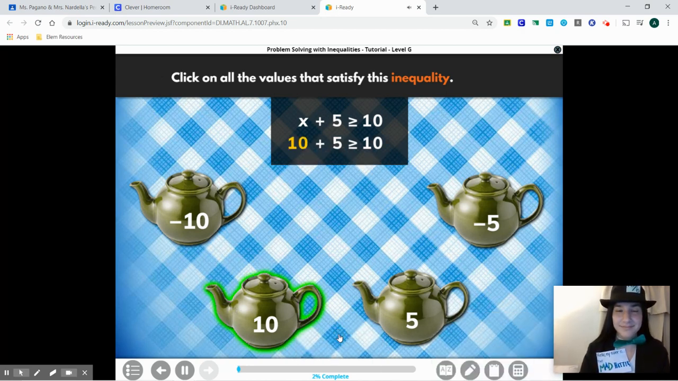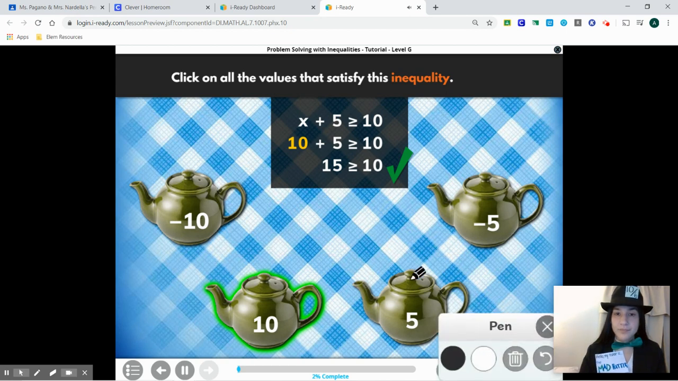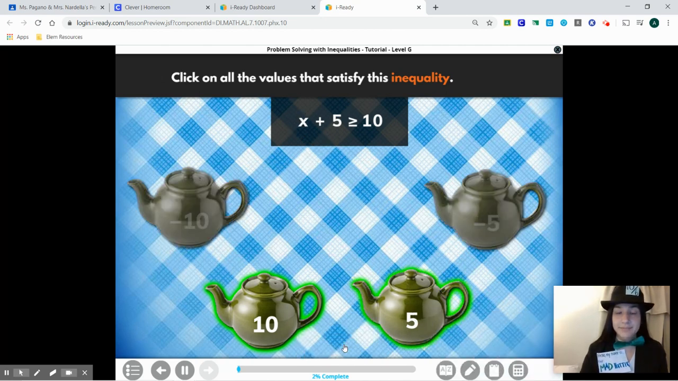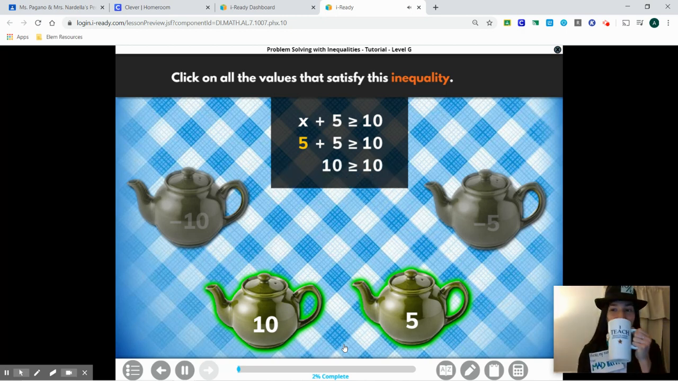If you substitute 10 and simplify, you get that 15 is greater than or equal to 10, and that is true. There is another solution to this inequality. You must find it. Our next number is 5, so we're going to substitute 5 in for x. 5 plus 5 will combine to give us 10, and 10 is equal to 10. So here is our other solution. Let's select and submit. Yes, if you substitute 5 and simplify, you get that 10 is greater than or equal to 10, and that is true.